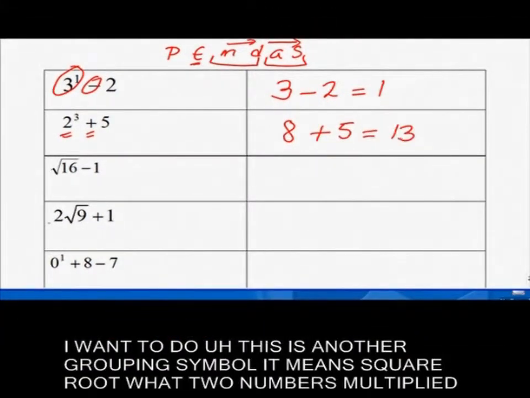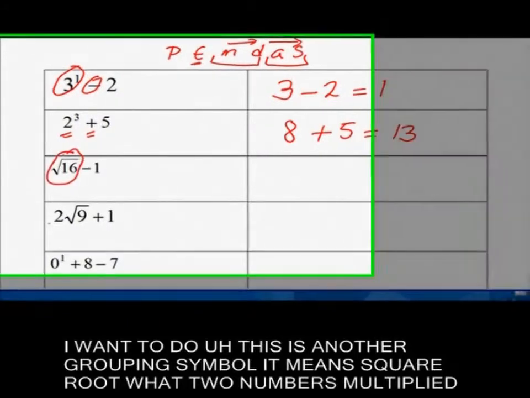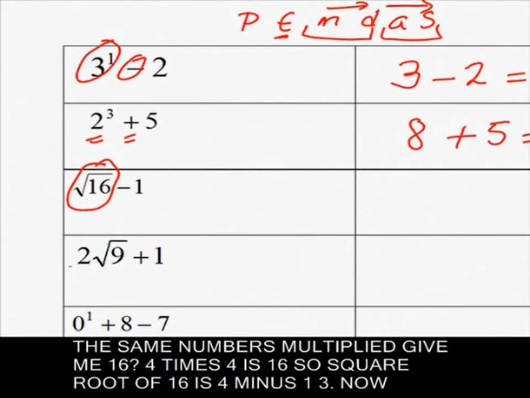Now, I want to do this, which is another grouping symbol. It means square root. What two numbers, the same numbers multiplied, give me 16? 4 times 4 is 16, so the square root of 16 is 4, minus 1, 3.